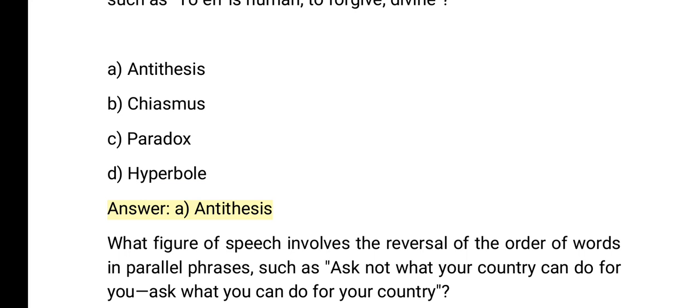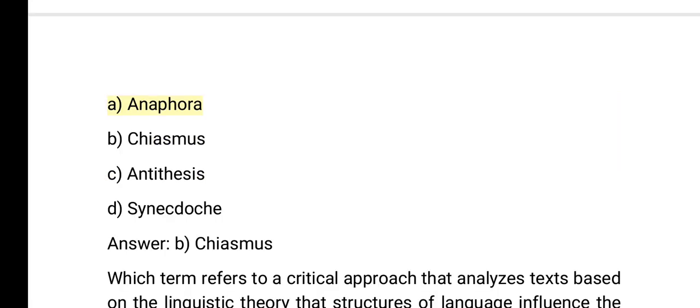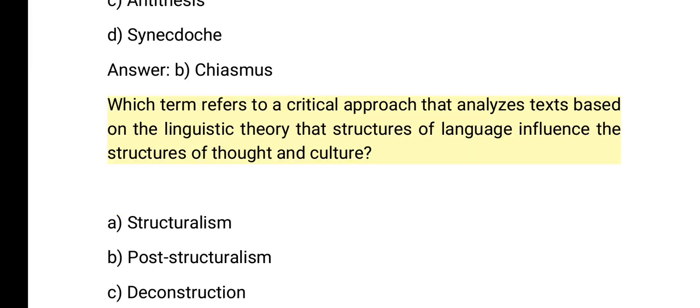What figure of speech involves the reversal of the order of words in parallel phrases, such as ask not what your country can do for you, ask what you can do for your country? A. Anaphora. B. Chiasmus. C. Antithesis. D. Synecdoche. Answer. B. Chiasmus.